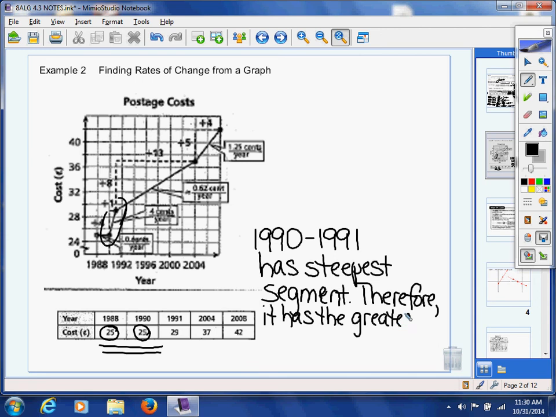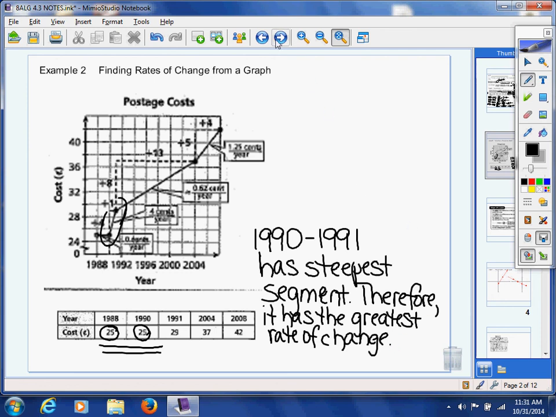So I want you to relate that, greatest rate of change. I want you to relate that the rate of change has something to do with the steepness of the line. The steeper that line is on your graph, the greater the rate of change is. So that's what I wanted you to learn today from examples 1 and 2.